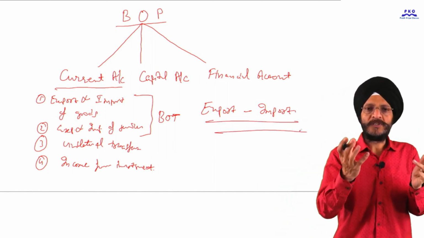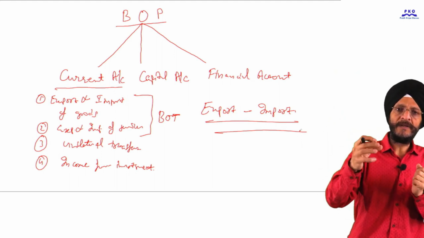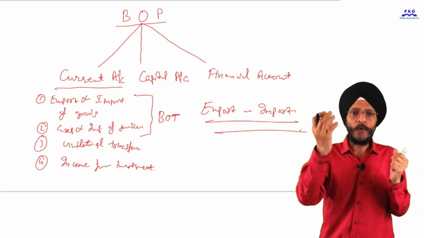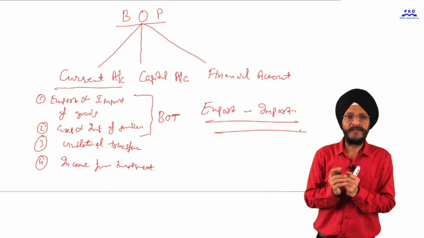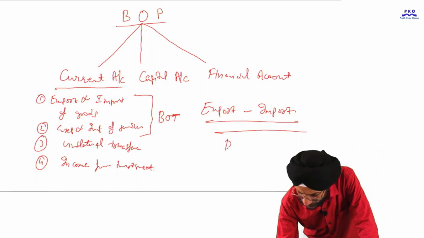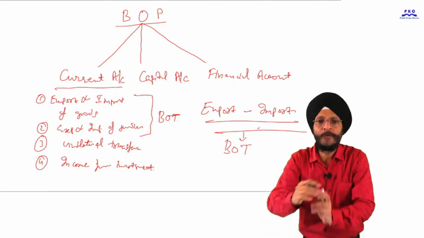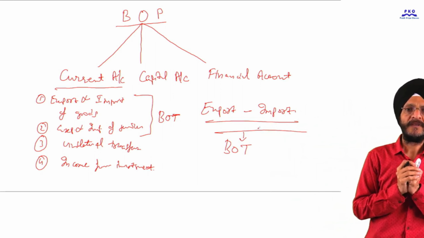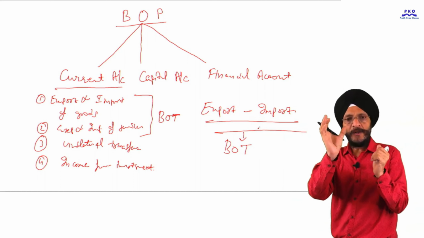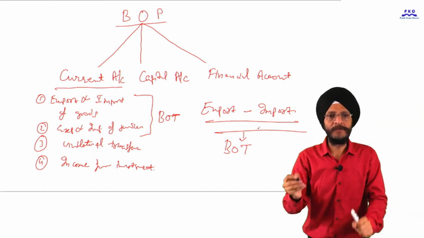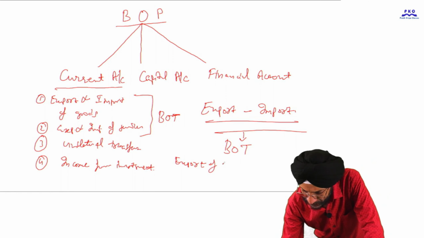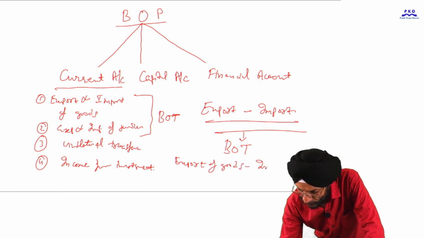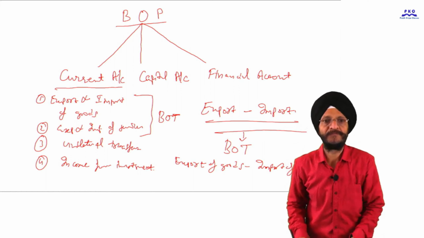The value of goods and services which are exported minus the value of goods and services which are imported from the rest of the world. This is BOT. This is the broader definition of balance of trade. There is also a narrow definition of balance of trade in which only export of goods and import of goods is taken into account. This is the narrower definition.